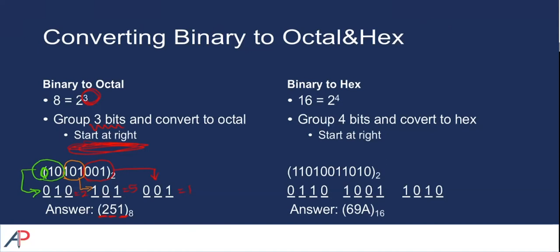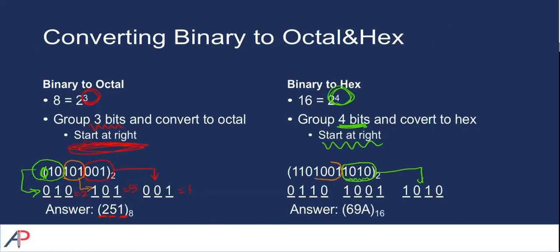Here, if we convert from binary to hexadecimal, this is 2 to the 4th power, so you will group 4 bits together, starting from the right. Always start from the right. If you start from the left, it's possible you'll get the right answer, but it's more likely that you'll get the incorrect answer, to be honest. So always start at the right. So we have 1010, that would be this group over here.